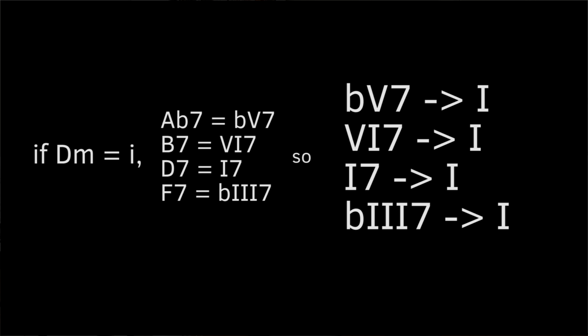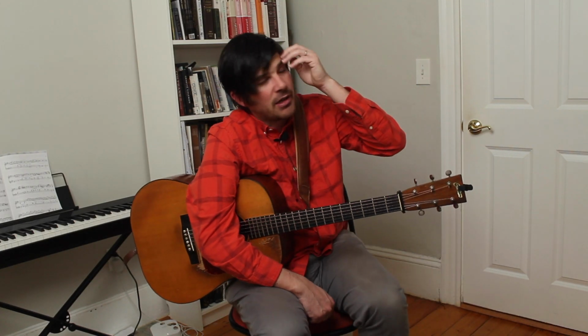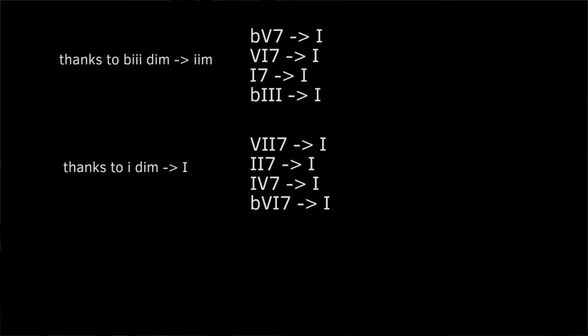Now, if we're calling D minor the 1, the A flat 7 in relation to that would be the flat 5-7. The B7 would be the 6-7. The D7 would be the 1-7. And the F7 would be the flat 3-7. So now, with this loose equivalence, we're saying that a flat 5-7 can resolve to a 1, a 6-7 can resolve to a 1, a 1-7 can resolve to itself, a 1, and a flat 3-7 could resolve back to a 1. That's kind of interesting. So now we've got 8 separate dominant chords as they relate back to the 1 chord that by our loose logic could resolve properly.